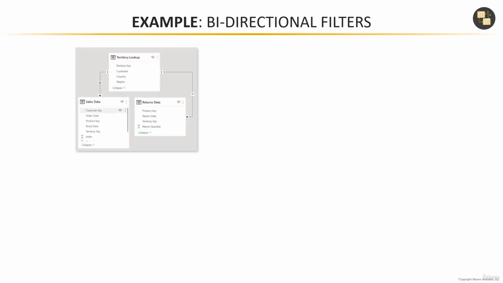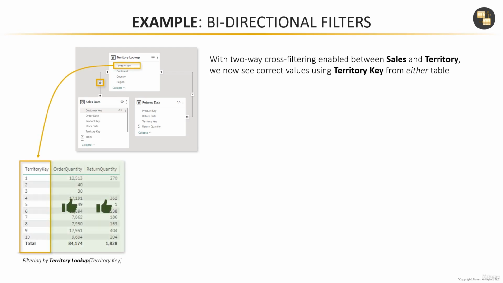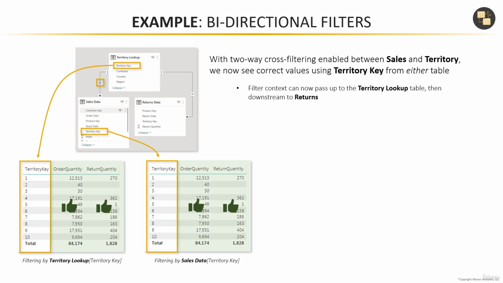So here's our familiar three-table model, right? The only difference now is that we have a two-way cross-filter enabled between the sales data and the territory lookup tables. And by doing this, it means we can filter data from both sales and returns using the territory key from our lookup table, as we normally would, right? It's upstream and connected to both of those fact tables. But it also means that we can now correctly filter using territory key from the sales data table.